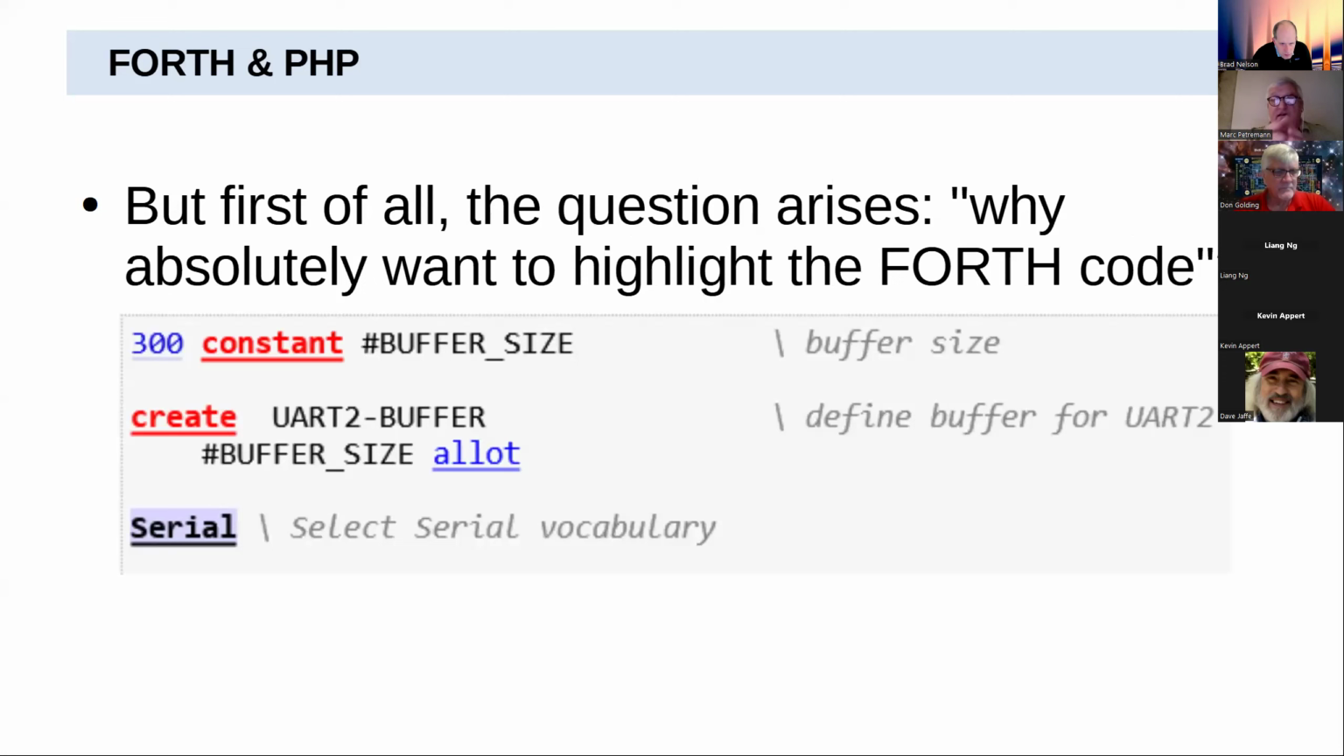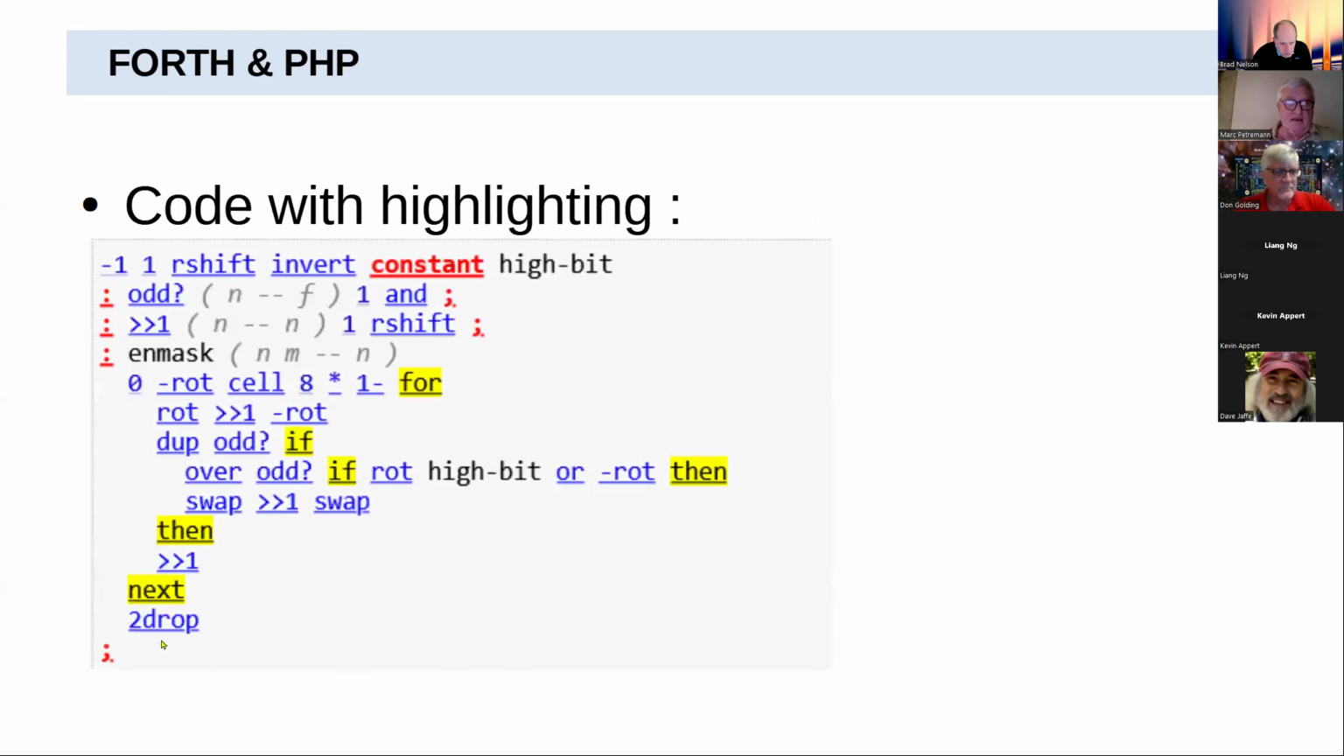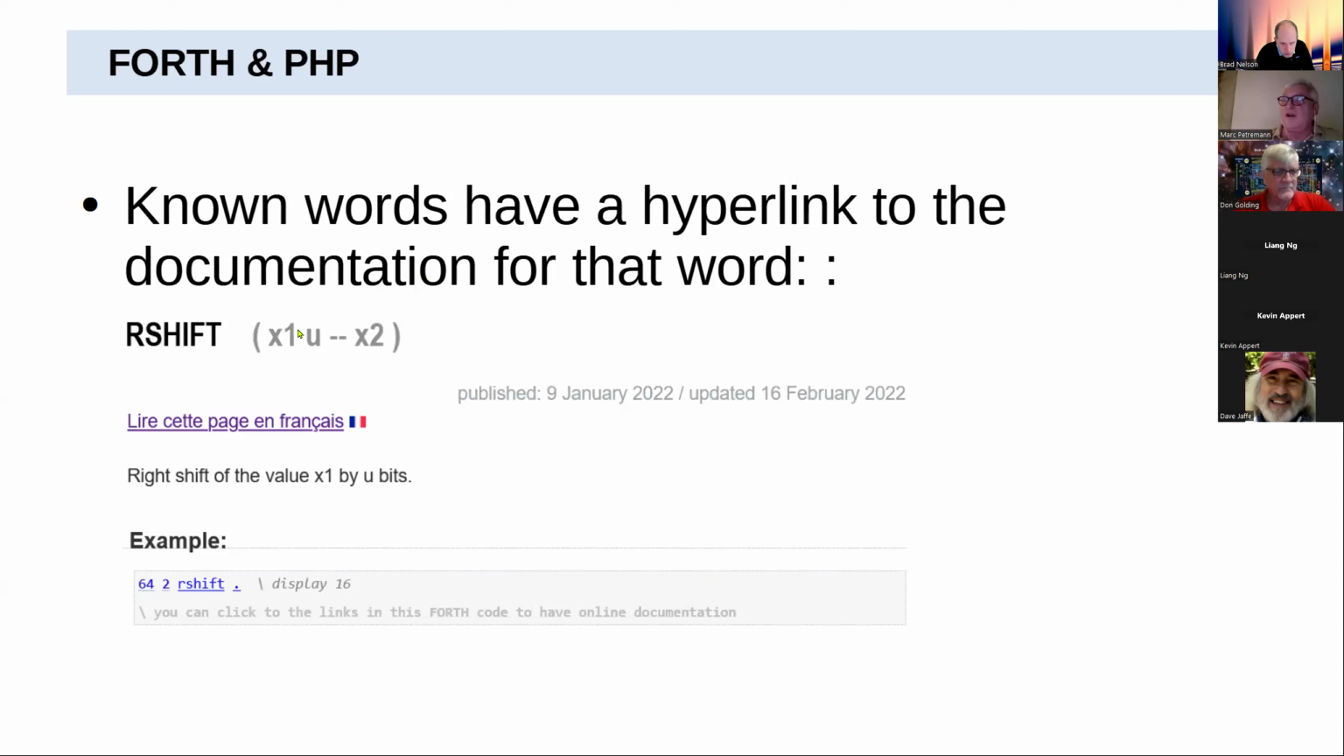And why highlight the Forth code? If you look at Forth code for beginners, it's very long to see word by word to find documentation. So I have found a system to highlight this code, and you have the difference between non-highlighting and highlighting. Here you have the same code, but highlighted. And if you click on a word, you have the documentation of the word. And you can go back in the program or the online documentation.